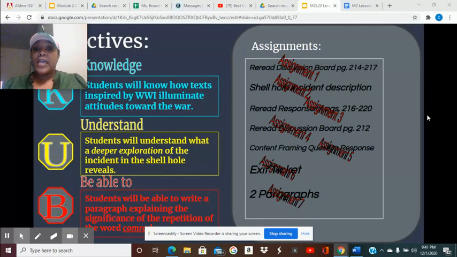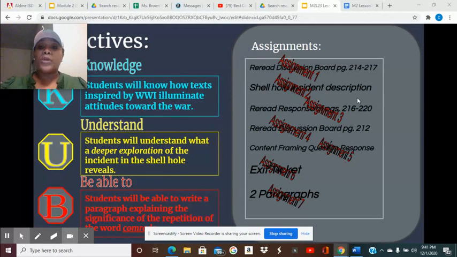The first one is we are going to do a reread discussion board of pages 214 through 217. The shell hole incident description. I want you to describe that incident. It's pretty intense, I'll say. Then you're going to do a reread response of pages 216 through 220.